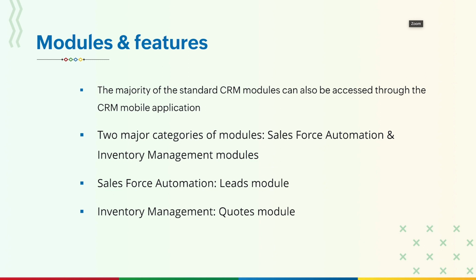Speaking about modules, there are two categories of modules in the Zoho CRM. The first category is Salesforce Automation. SFA modules consist of leads, contacts, deals, and accounts. And the second category is the inventory management modules, which consist of quotes, purchase orders, sales orders, invoices, products, vendors, and price books. In this session, we'll focus on one of the modules from each category.